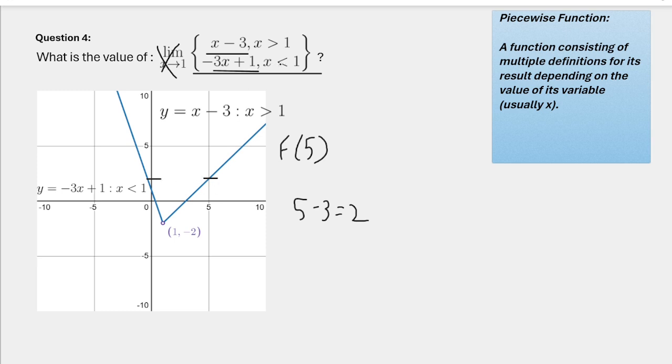Now, what about when x is less than 1? So let's say we want to find when x is equal to 0. So heading up here, when x is greater than 1, we use x minus 3. Well, this isn't true for this particular x value, so let's go down here. When x is less than 1, we use negative 3x plus 1. Well, 0 is less than 1, which means we use this. So we plug x into this, which gives us negative 3 times 0 plus 1, which is just going to be equal to 1. Beautiful, which means that f of 0 is equal to 1. And observing it visually, we can see that, yeah, that looks to be about right.